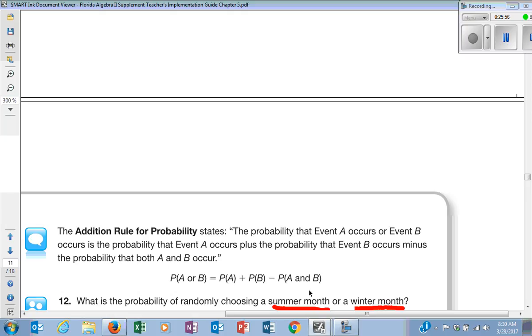So let's say this. Let's say every day we have 365 days to choose from. What are the chances of picking a summer month? Is it 3 out of 12? No. Because February only has how many days? 28. Are you following me? So I'd have to count how many days there are that are in summer. Divide that by how many days total there are. Are you following me now?